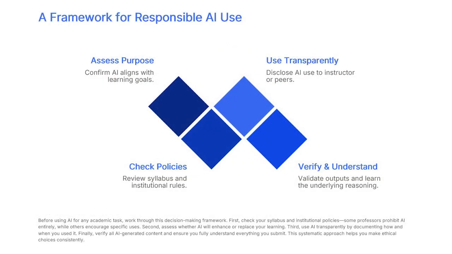All right, so, AI framework for responsible AI use. Assess the purpose first. Confirm AI aligns with your learning goals. And then you want to check your policies. Check what your instructor says. Check your syllabus. Your instructor will tell you how much AI use is considered too much in their class and where the line needs to be drawn.